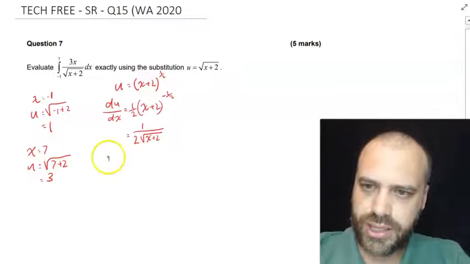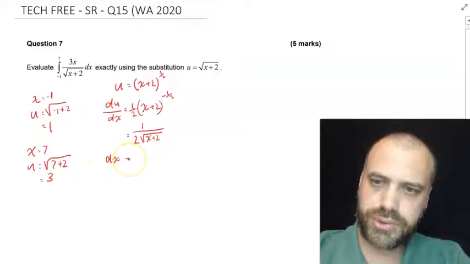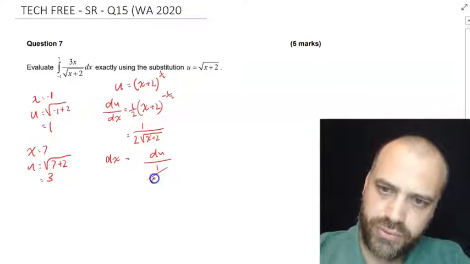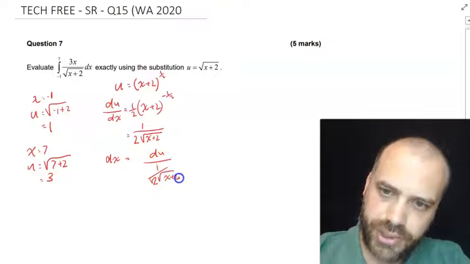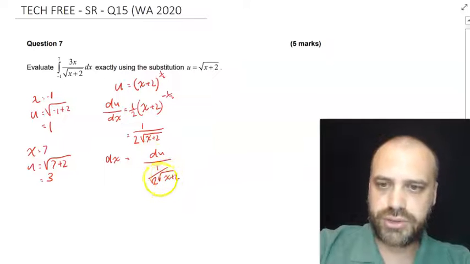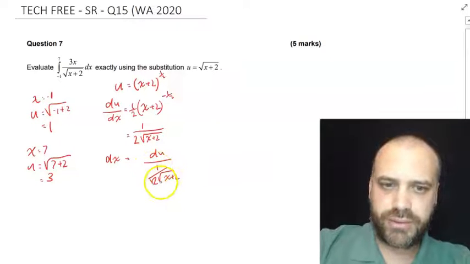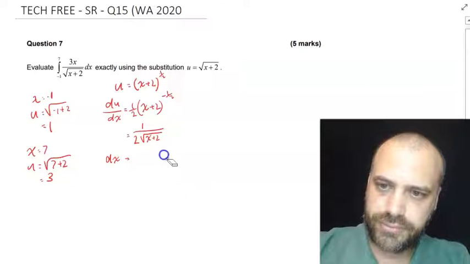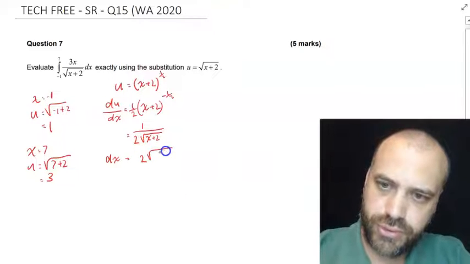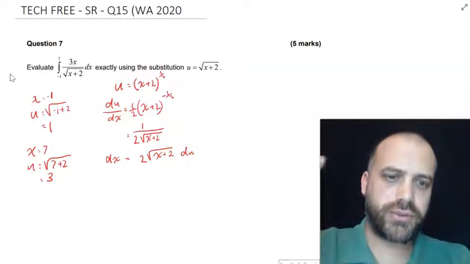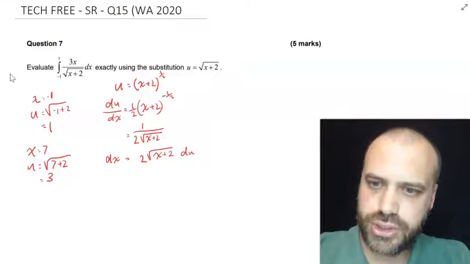So we can write it as dx equals, how should I write this? It's du over 1 over 2 root x plus 2. And of course that's ugly. If I'm dividing by a fraction, that means I'm multiplying by the reciprocal. So I can write that as 2 root x plus 2 du. Alright, now that we've got all of that, let's write our u substitution.